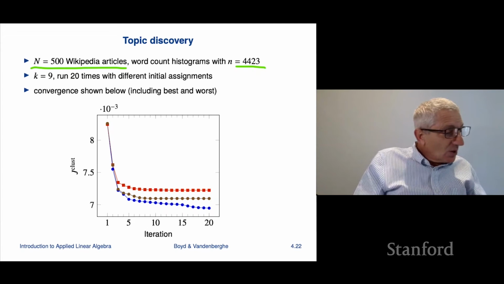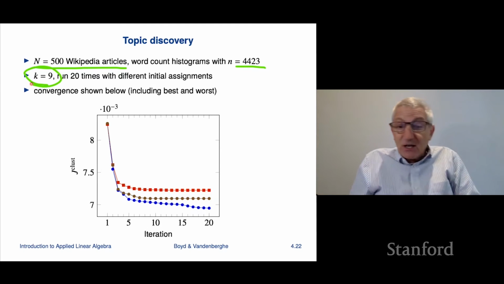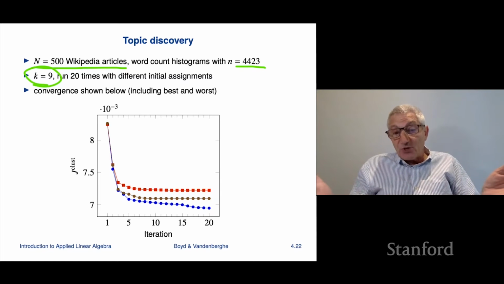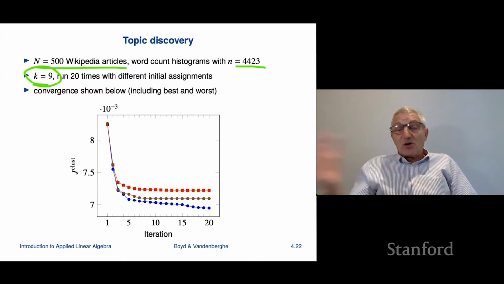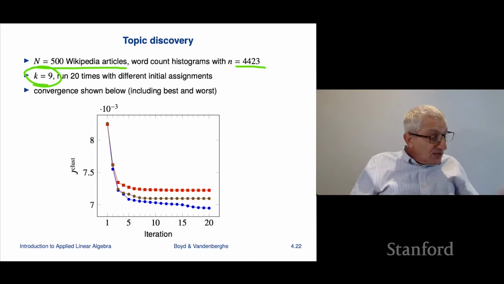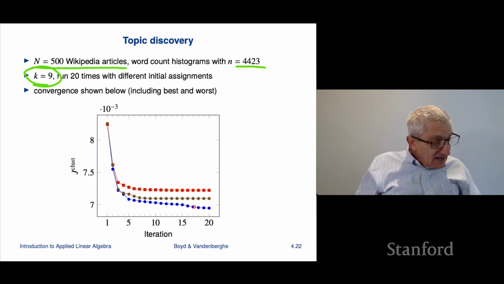All right, so we're going to partition into 9 groups. So we have 500 articles. We're going to partition them into 9 groups, and what we'll do is run k-means 20 times with 20 different initial assignments. And here's the convergence for some of these.